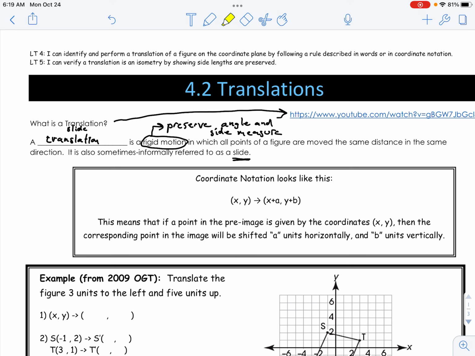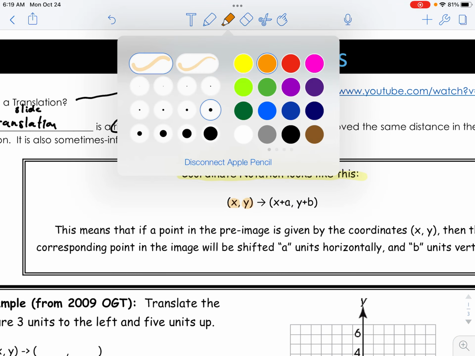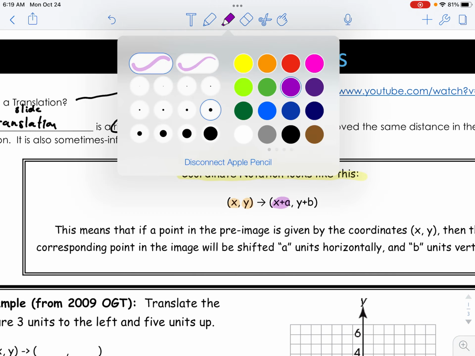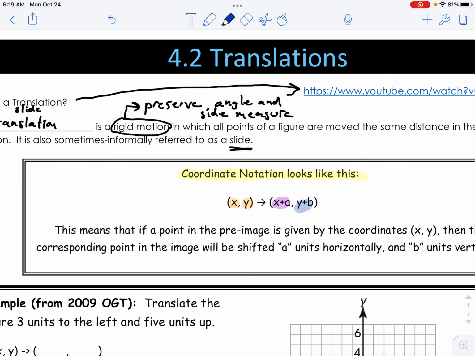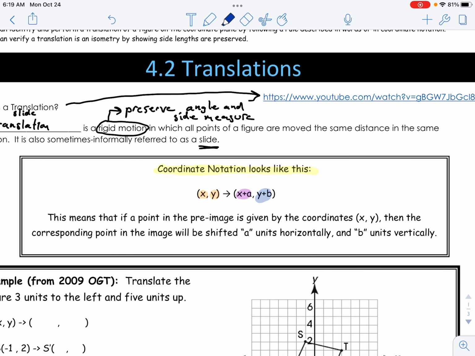Okay, so we have the English language and we can say like left 3, down 5, but we also have coordinate notation, and just the notation we use in a coordinate plane. So some random point x, y, well, you can move x horizontally a amount of units, and y plus b amount of units vertically. All right, so that means that if the point in the preimage is given by the coordinates x, y, then the corresponding point in the image will be shifted a units horizontally and b units vertically.